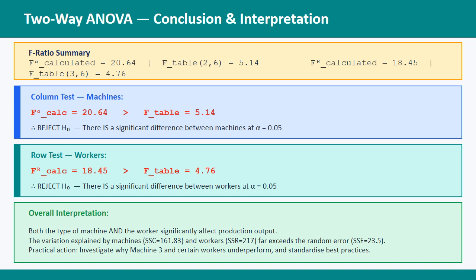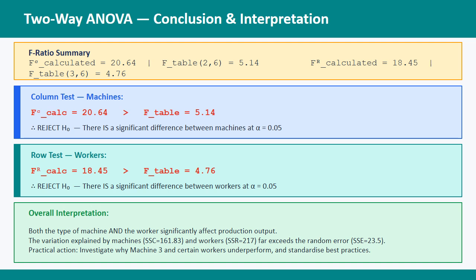Now looking at workers, the calculated F value is 18.45 and the table value is 4.76. So again here F calculated is greater than F table. So we reject the null hypothesis for rows as well. So this means there is a significant difference between the workers, that is workers' performance varies significantly. So both the factors, that is machines and workers, significantly affect the production.